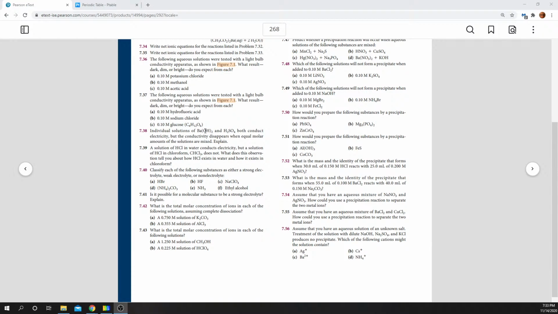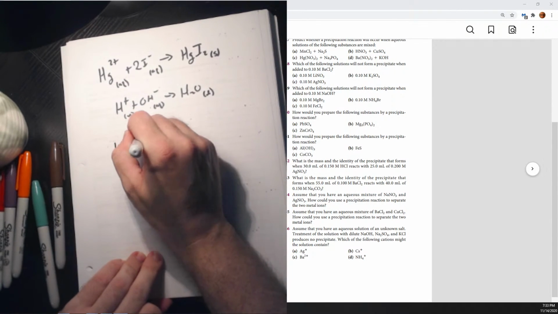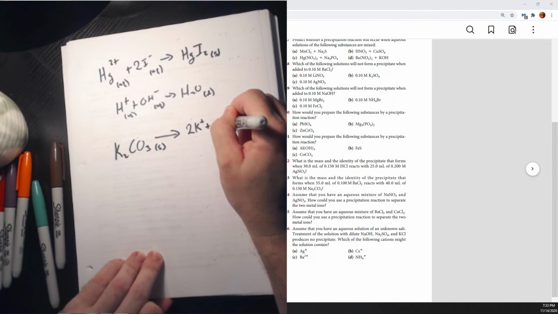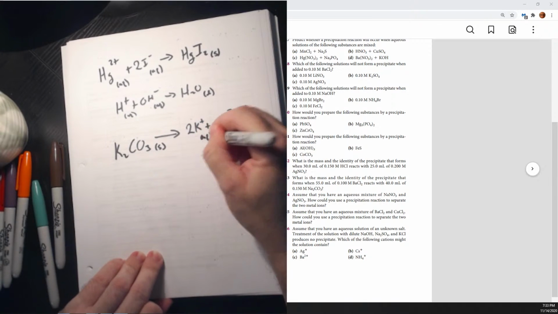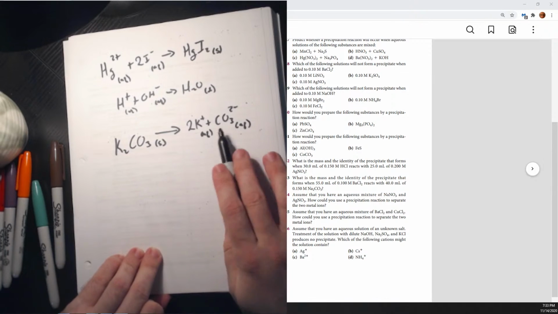42. What is the total molar concentration of ions in each of the following solutions, assuming complete dissociation? What they're saying, it dissociates completely, therefore you're going to get more ions than just the individual thing. So potassium carbonate, you dissolve it in solution, K2CO3 solid is going to produce 2K+ and CO3 2- when you dissolve it in water. So every unit of potassium carbonate is going to produce 3 ions.